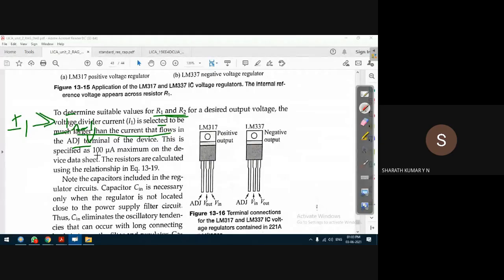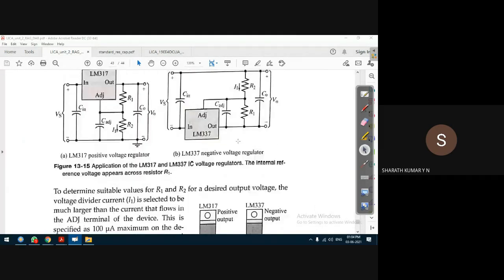This is specified as I1 equal to 100 microamperes. This 100 microamperes is what is specified on the data sheet. So we assume I1 as 100 microamperes, and based on that, we select the values of R1 and R2. The resistances are calculated using the relationship given in equation 1390. That is the equation.